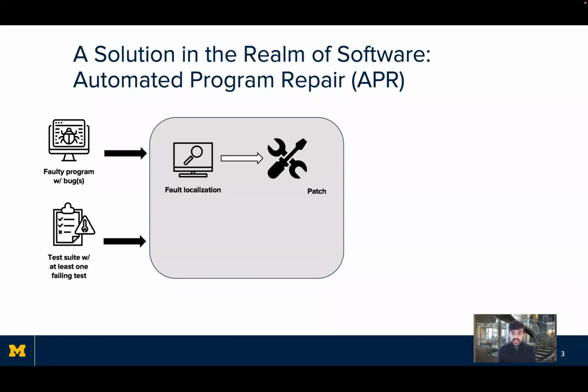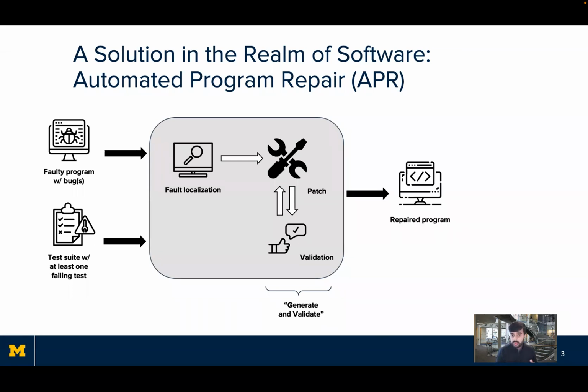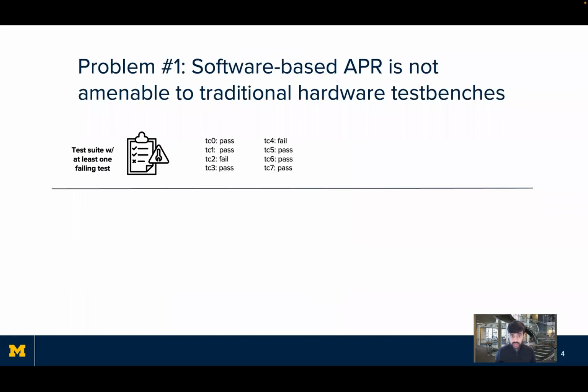Once fault localization has narrowed down potential sources of the bug, APR then tries to apply a patch to the program and then tries to validate the patch, to see if the applied patch actually fixes the defect. Eventually, the program repair loop terminates when either a correct repair is found or the allocated resources have been exhausted. And then we would like to be able to do something similar for hardware.